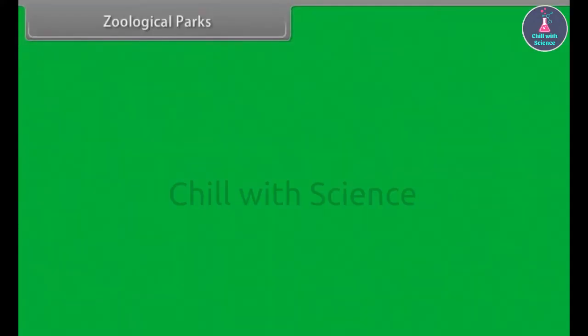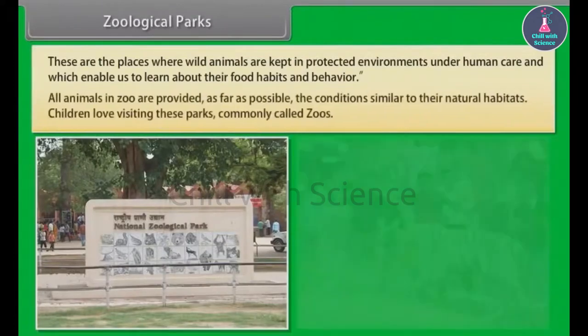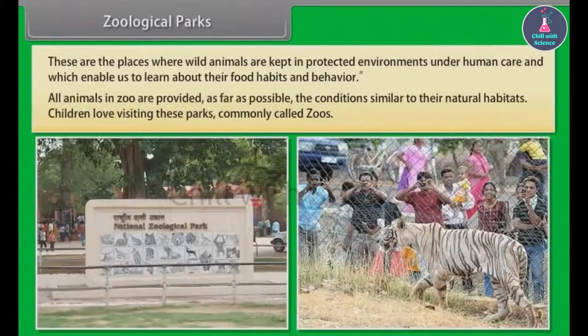Zoological Park. These are the places where wild animals are kept in protected environments under human care, which enable us to learn about their food habits and behavior. All animals in a zoo are provided, as far as possible, conditions similar to their natural habitats. Children love visiting these parks, commonly called zoos.